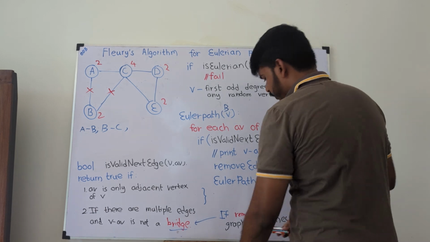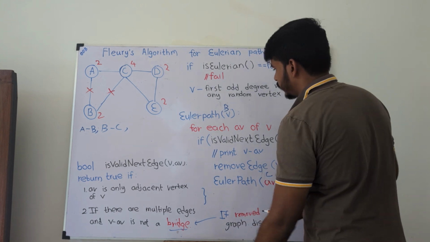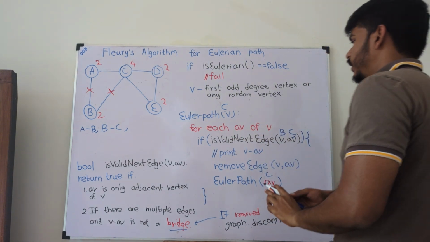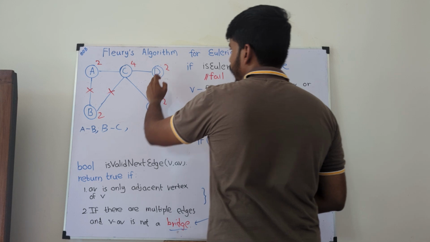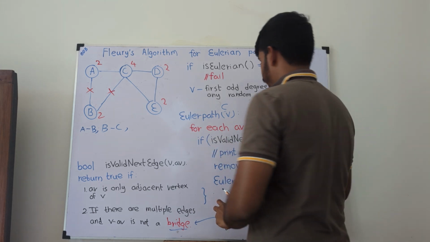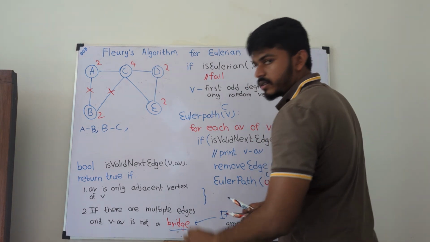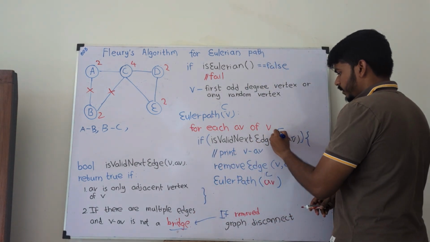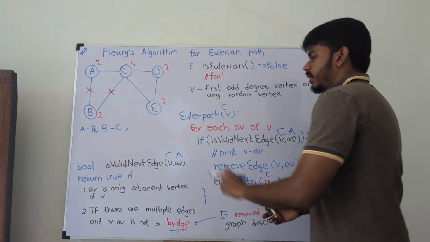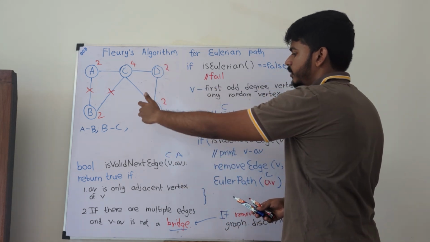Then we are going to go to the function again with C vertex. Taking C, for each adjacent vertex of C, here you can see there are A, E and D vertices available as adjacent vertices for C. So first we are going to take A as the adjacent vertex of C. We are going to check whether that is going to be a next valid edge or not. Here C, A. We are going to check whether this is the only adjacent vertex for C. It is not. There are two other adjacent vertices.